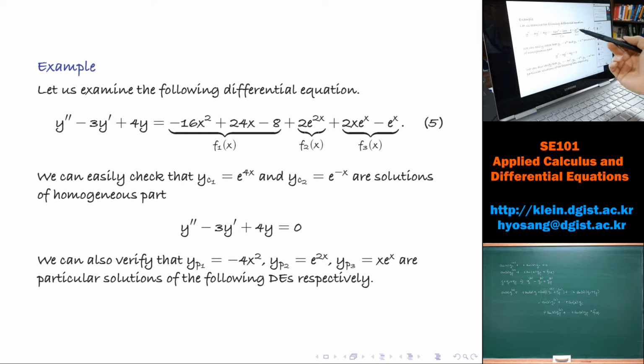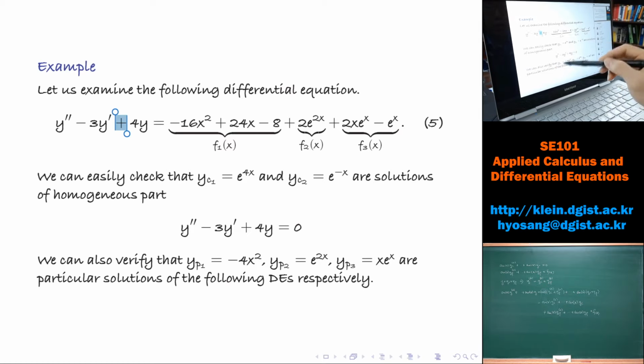But for now, let's assume that we already split this non-homogeneous term, and we're going to give a complementary solution already. The complementary solution to this homogeneous differential equation, where the non-homogeneous part is 0, is e^(4x) and e^(-x). So this is the equation. This is a solution to this differential equation. Okay, so this is the homogeneous differential equation. Note that this left-hand side is the same.